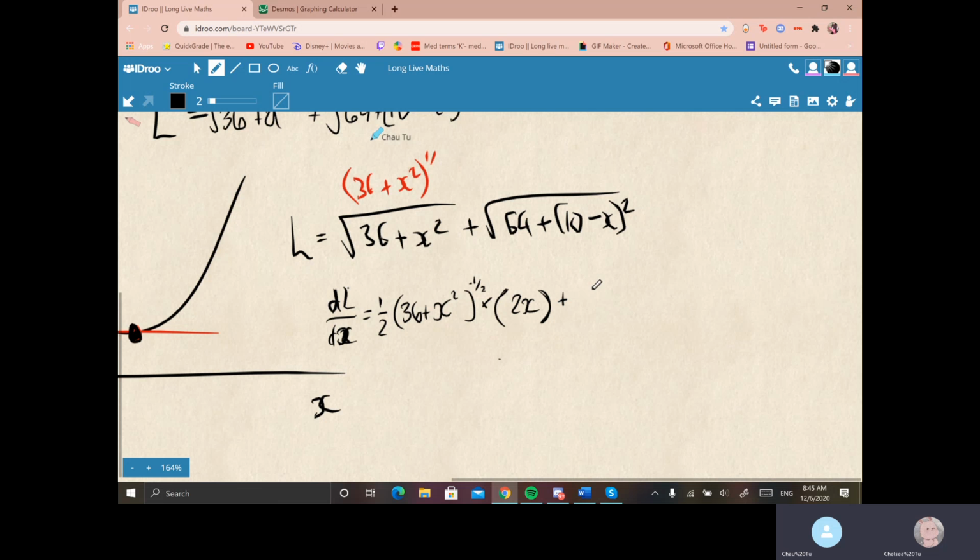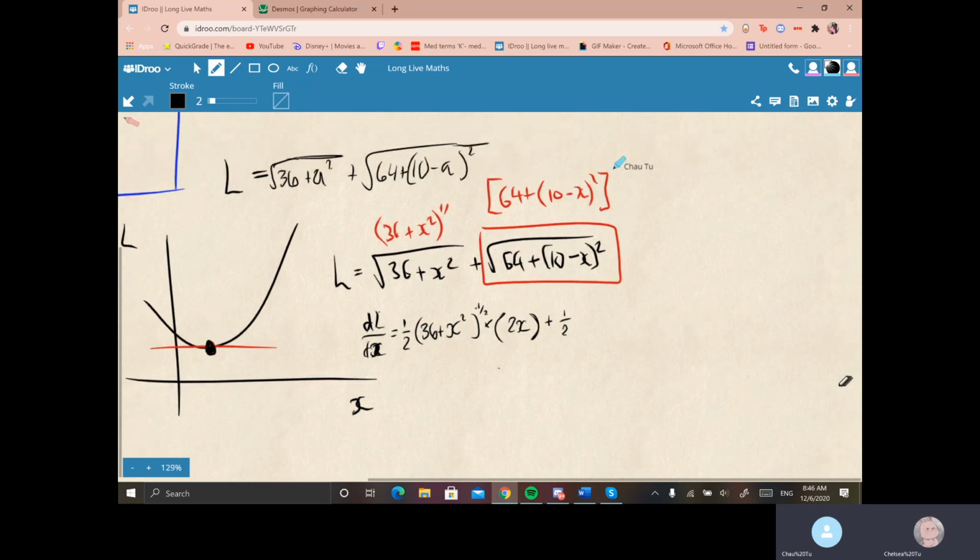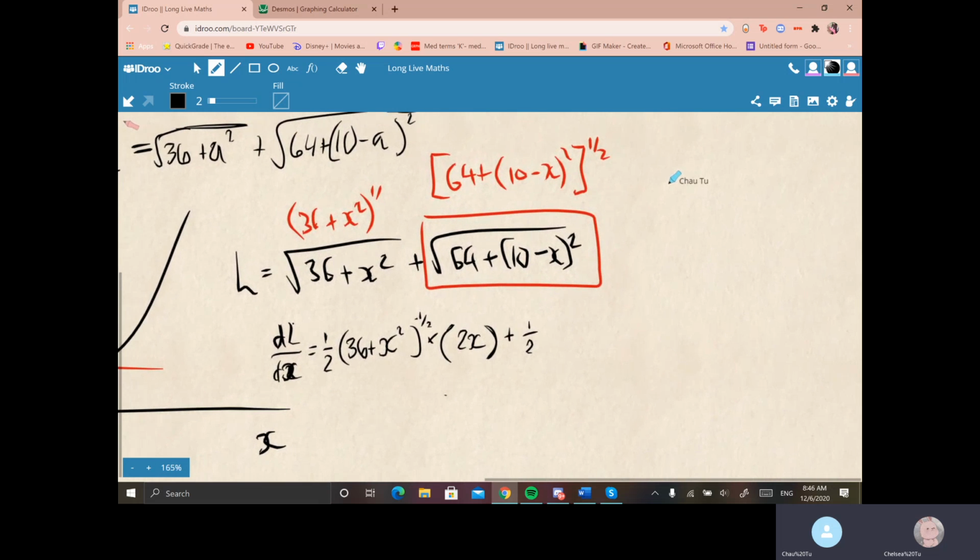Cool. Okay. Plus, now this one's really complicated, Chelsea. You've got to visualize it like this: 64 plus the bubble squared, all to the power of a half. So be careful here. This is going to be a nightmare. All right. So the half comes down. The whole bubble stays the same.